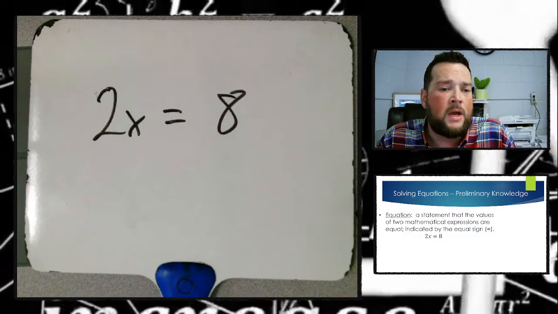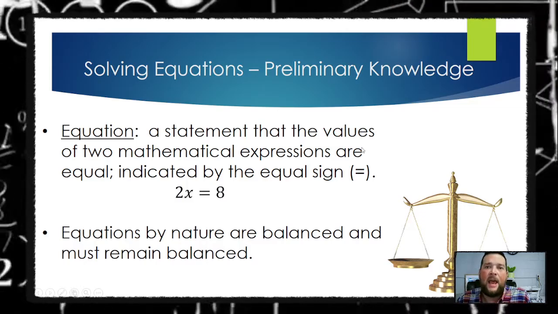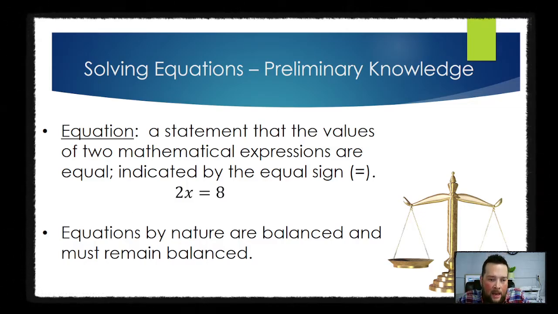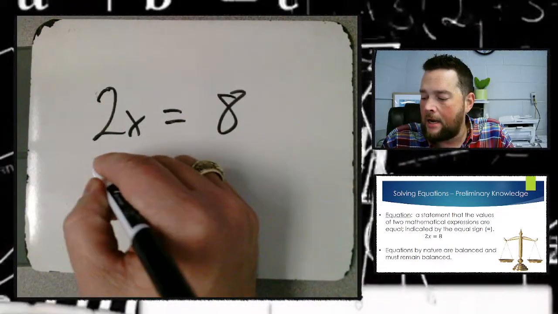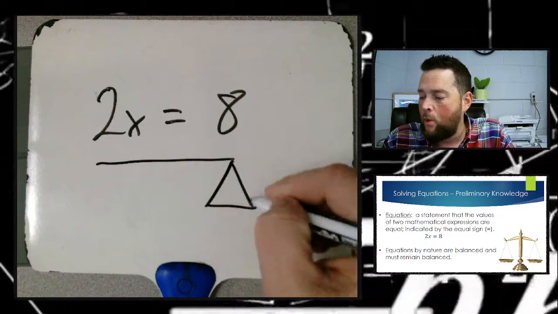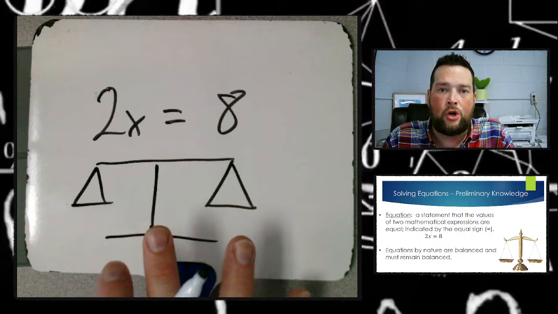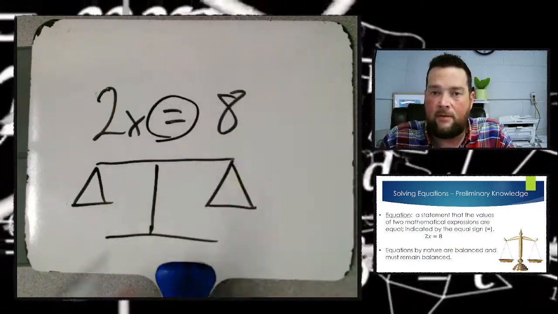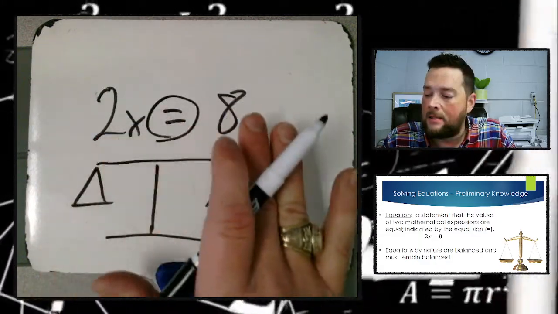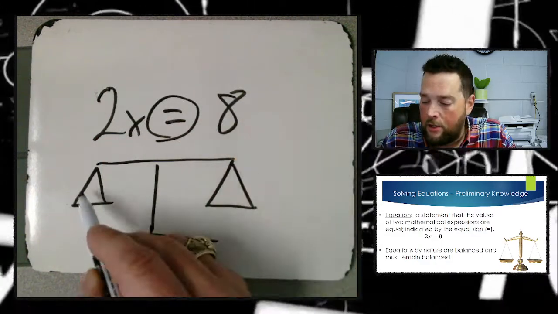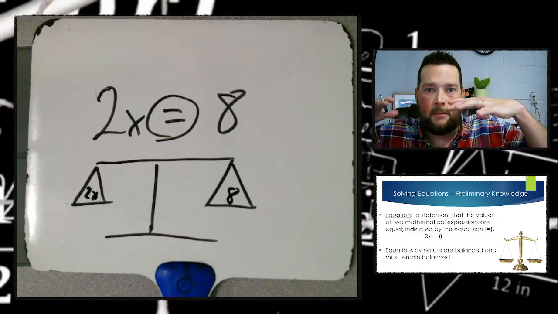The second thing that we need to understand is that equations by nature have balance, and we need to maintain that balance. You can see this equation, 2x equals 8. A lot of times when we first start talking about equations, we talk about this concept of a weight balance. By nature of it being an equation, having an equal sign, we're saying that this side is equally balanced with the other side. So I could put the 2x on this side and the 8 on the other, and we're saying they weigh the same.